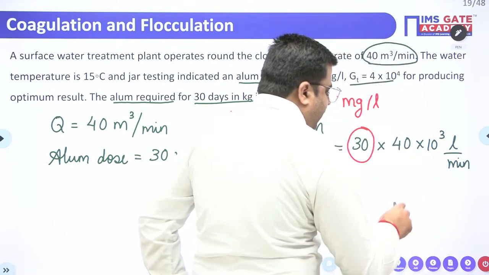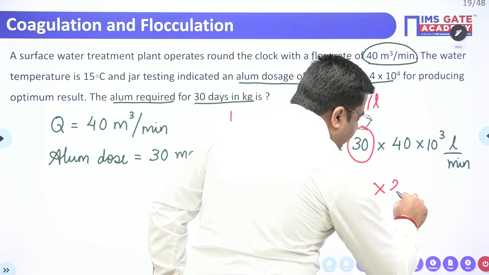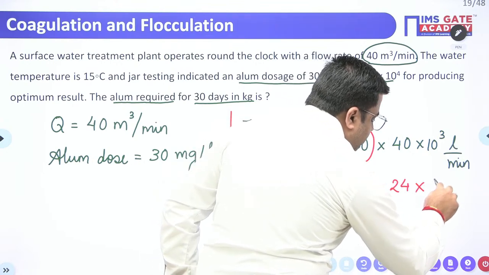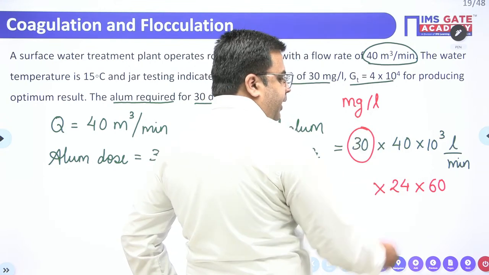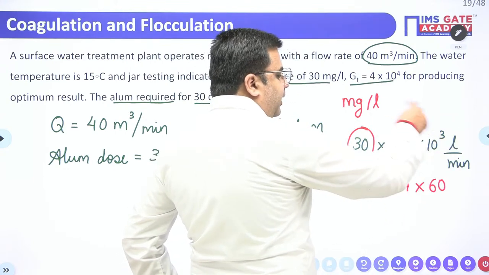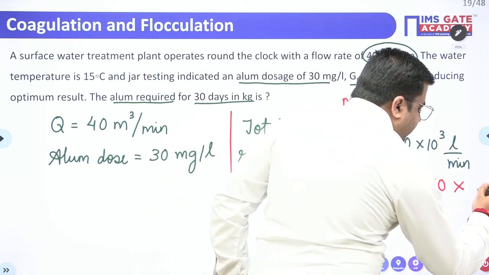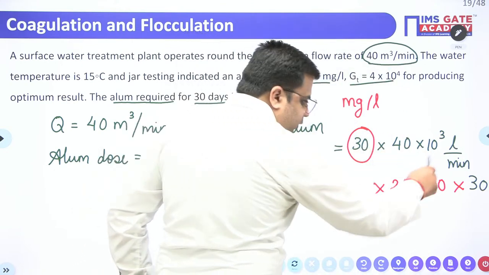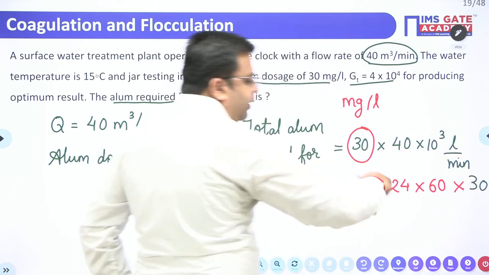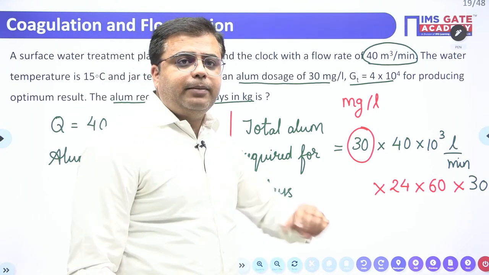Convert this minute into days. So you have to multiply it by 24 into 60. So this will be in milligram per day. This is the total amount of alum required in 1 day. So for the total amount of alum required for 30 days, you have to simply multiply it by 30. So this entire expression will give you the total amount of alum required for 30 days in milligram, right?